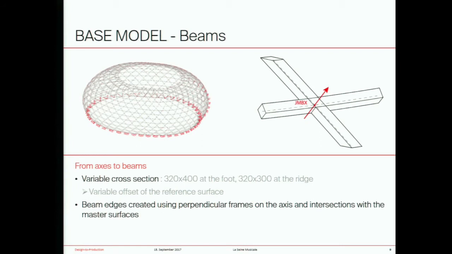And then we go on drawing the beams as volumes. The cross-section of the beam in this project varies between the foot and the ridge, and this is due to the different structural requirements. This is reflected by a variable offset of the reference surfaces that will be used to define the beam's horizontal levels. The beams are then created as an interpolation of intersections between the perpendicular frames, the axes, and the master surfaces.